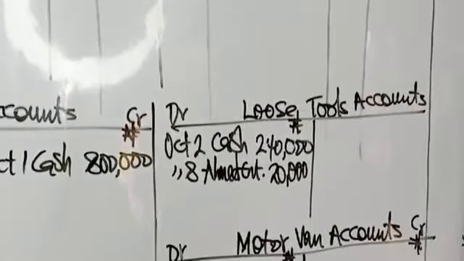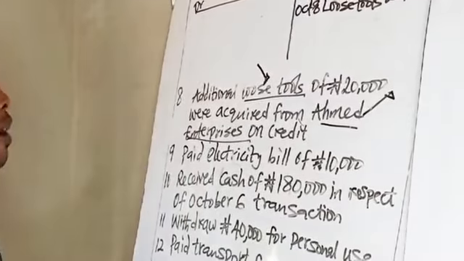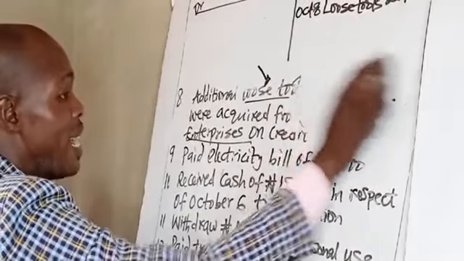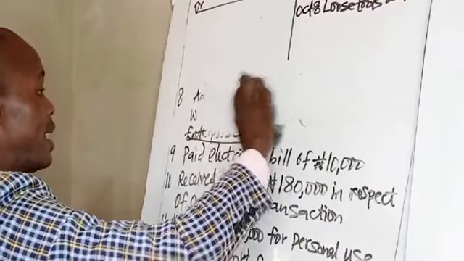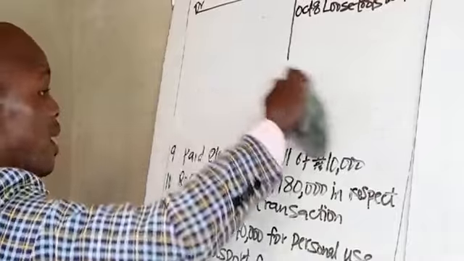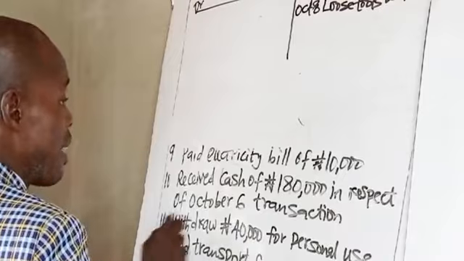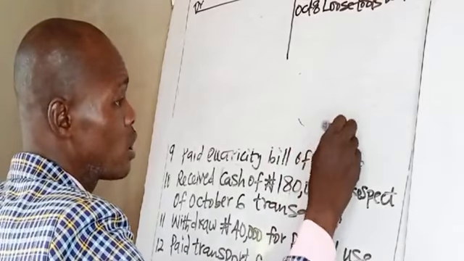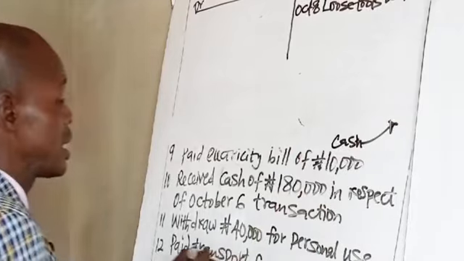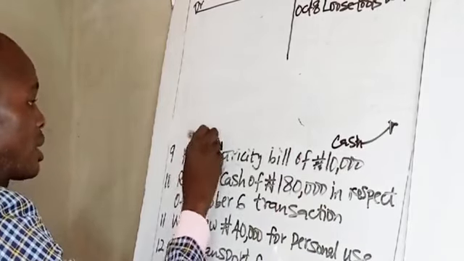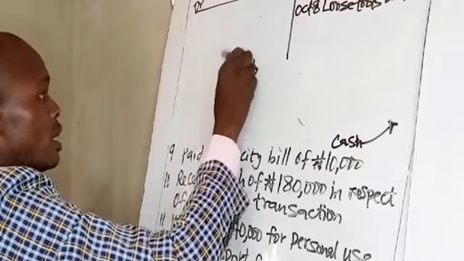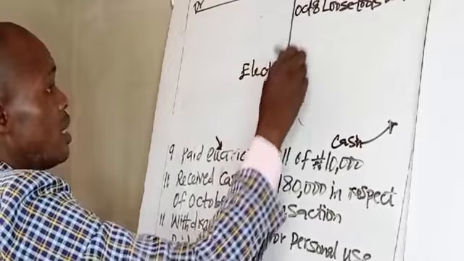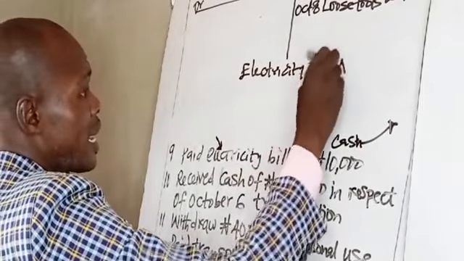Back to the question. On the 9th of October, paid electricity bill of 10,000 naira. Electricity bill of 10,000 naira was paid on the 9th of October. So the account affected is cash, because cash is going out of the entity. So that means you are going to credit cash account, then you debit electricity bill account. So let's open electricity bill account.